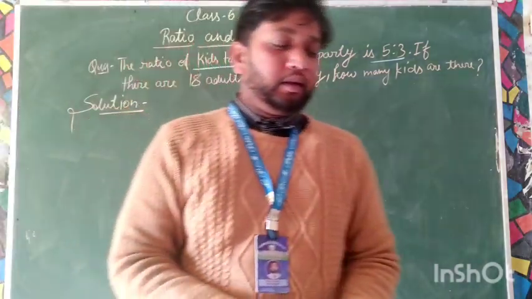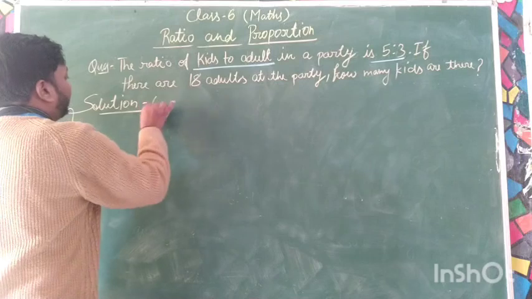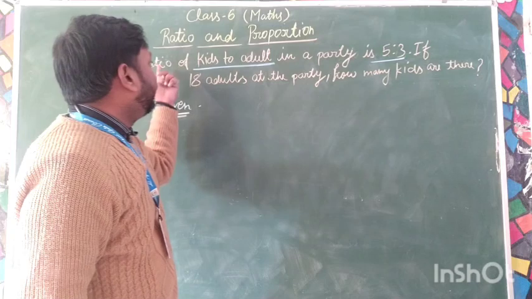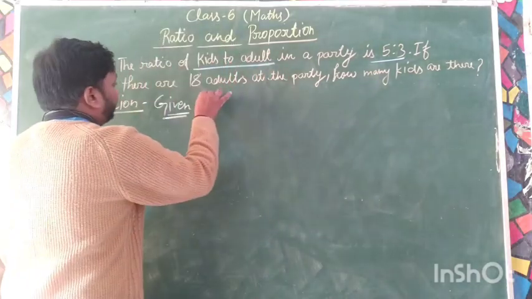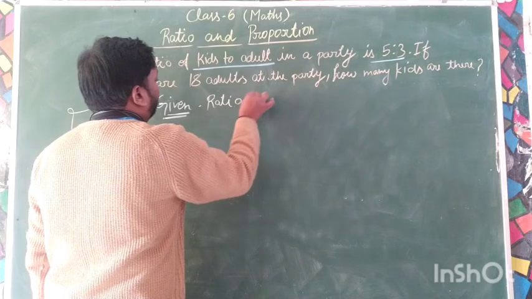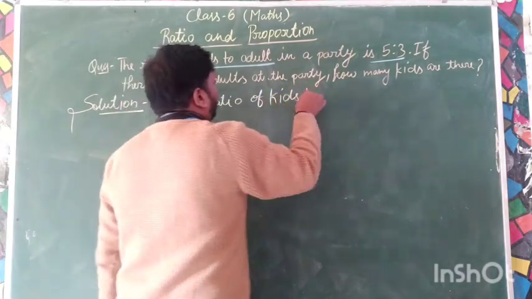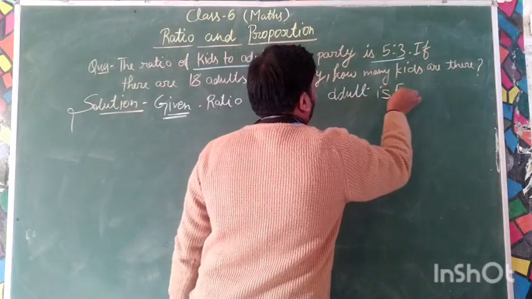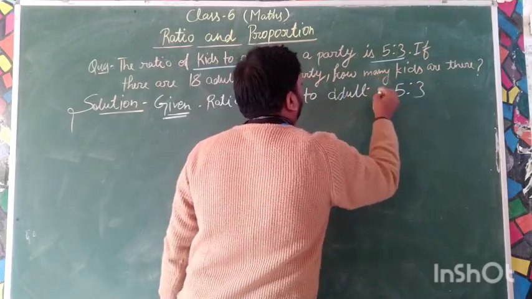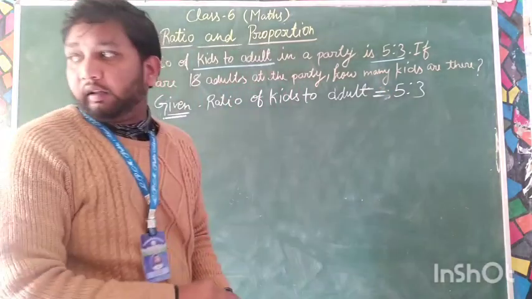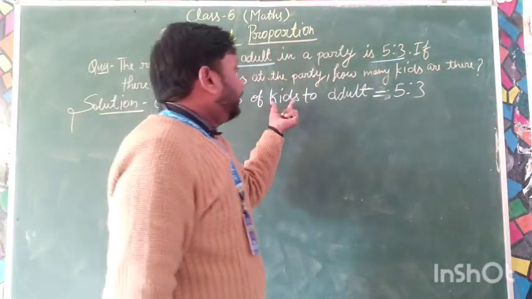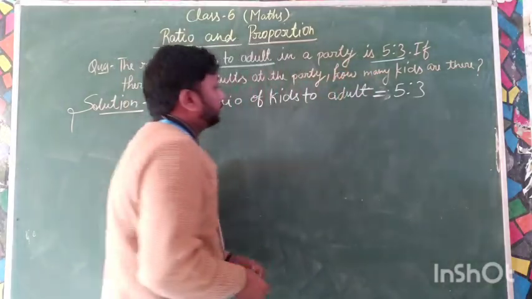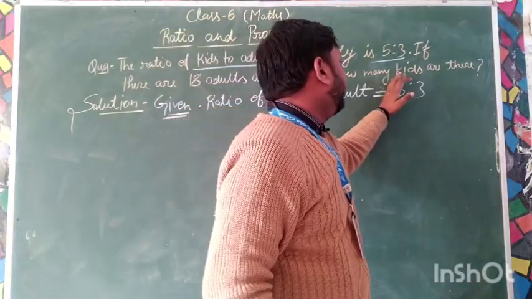We solve this question. So what do we do? First we write what is given in that question. In the question, the ratio of kids to adults is given. So we write ratio of kids to adults is 5:3. Here we first write kids and then we write adults, because if we change the terms, the ratio must change.